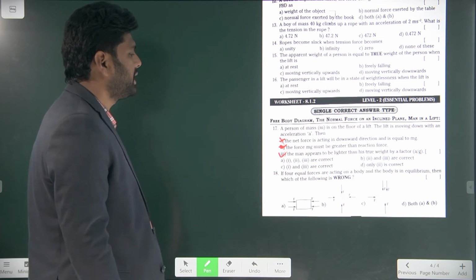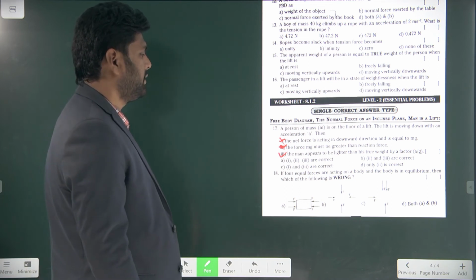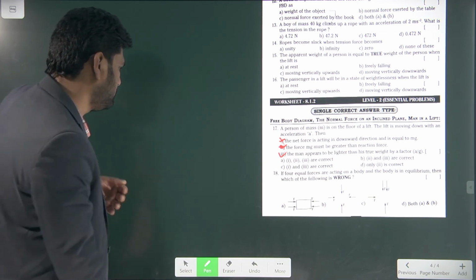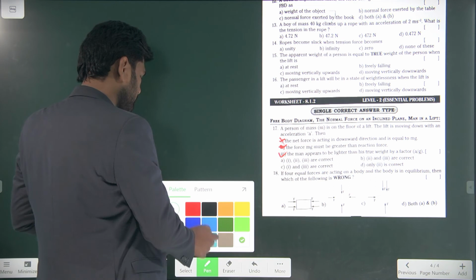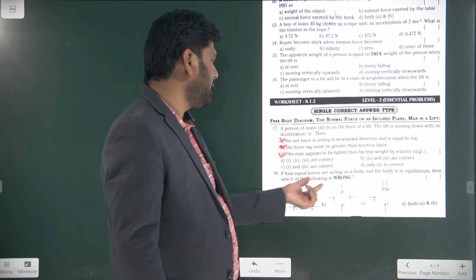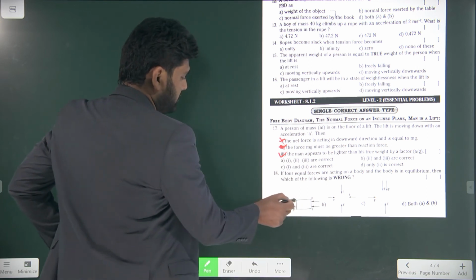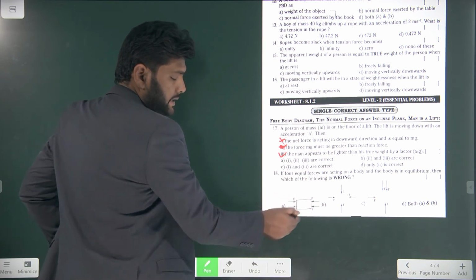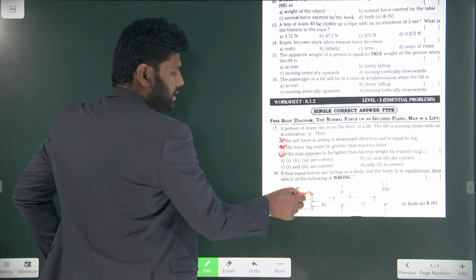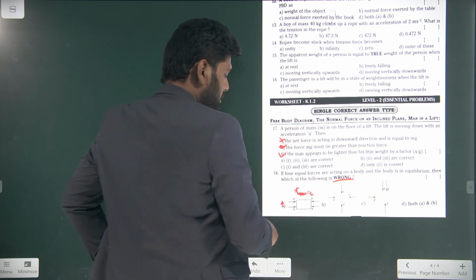If 4 equal forces are acting on a body and the body is in equilibrium, then which of the following is wrong? Why A is wrong? No, he is telling the wrong option. So he said equilibrium, the equilibrium means sum of the forces must be equal. So here for this body, on the left side two forces are acting, so that here you will get the net force is 0. So when net force is 0, this is the wrong option. You said wrong one, so that this is the correct one.